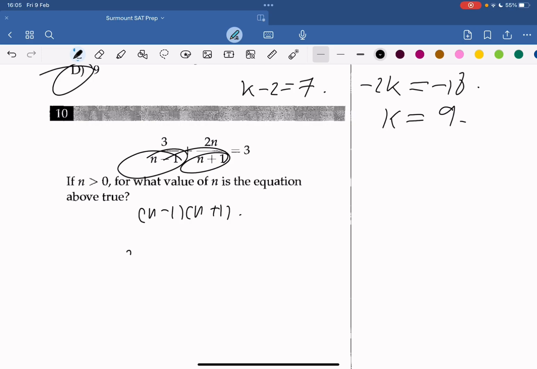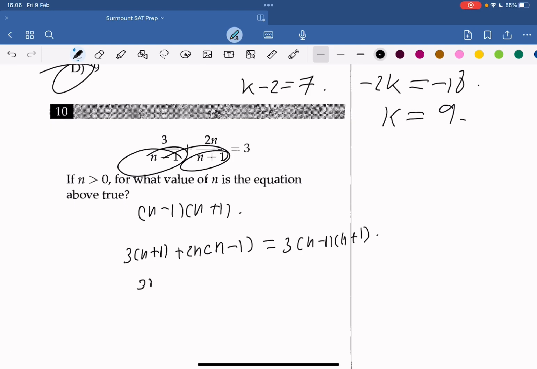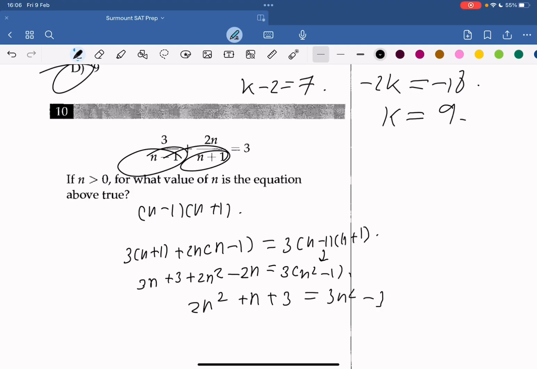And if we do so, we'll get 3(n plus 1) plus 2n multiplied by (n minus 1), and that will be equal to 3(n minus 1)(n plus 1). And now all we can do here is to just expand. 3n plus 3 plus 2n squared minus 2n is equal to 3 times n squared minus 1. And if we simplify, we will get 2n squared plus n plus 3 is equal to 3n squared minus 3.